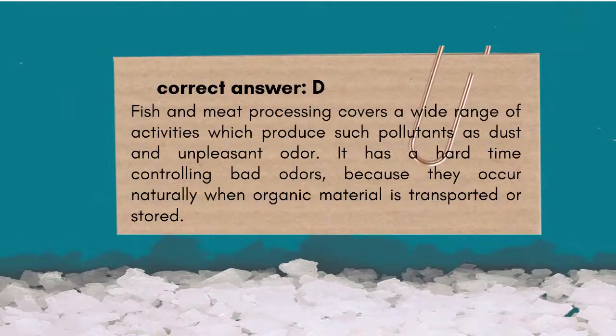Fish and meat processing covers a wide range of activities that produce such pollutants as dust and unpleasant odor. It has a hard time controlling bad odors because they occur naturally when organic material is transported or stored.